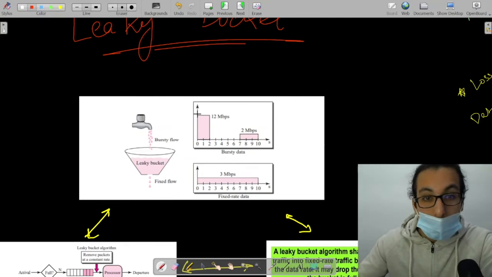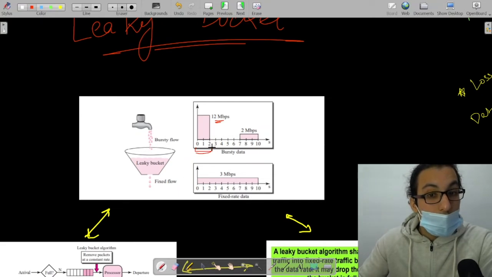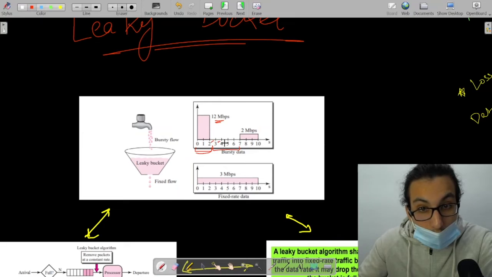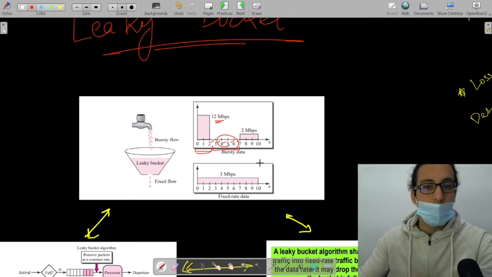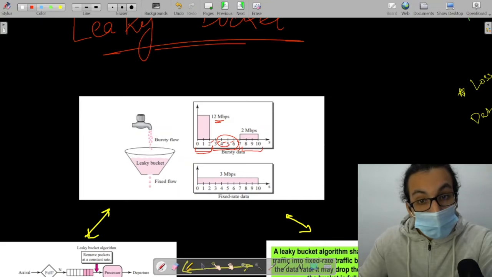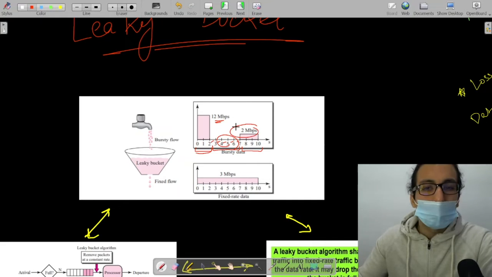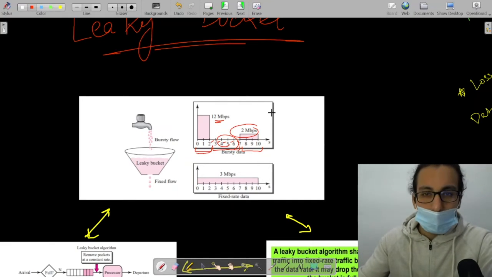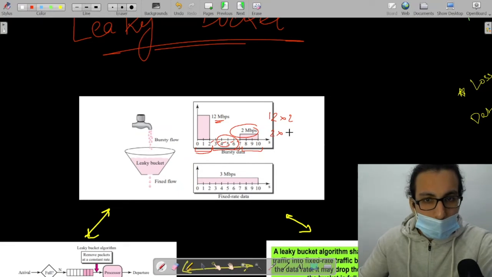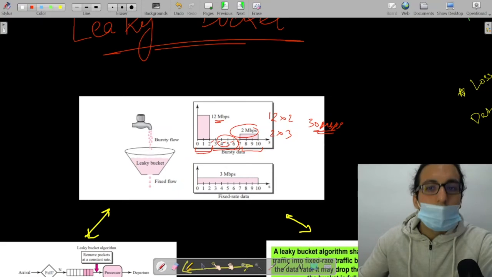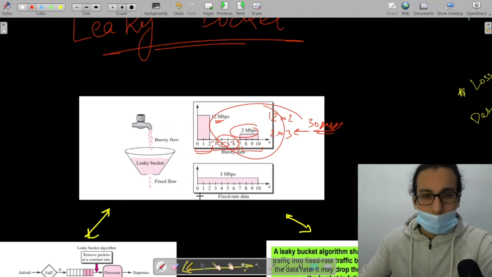So as we can see here, for 2 seconds, the data is flowing at 12 MB per second. And for the next 1, 2, 3, 4, 5, nothing is there. But again, for the next 3, the data is flowing at 2 MB per second. This is known as bursty data. So if we calculate 12 into 2 and then 2 into 3, we'll get 30 MB, the whole data which it has processed.